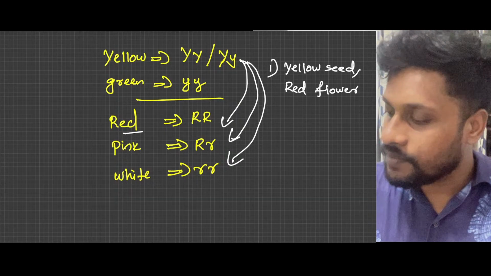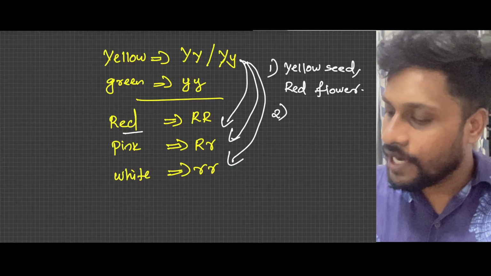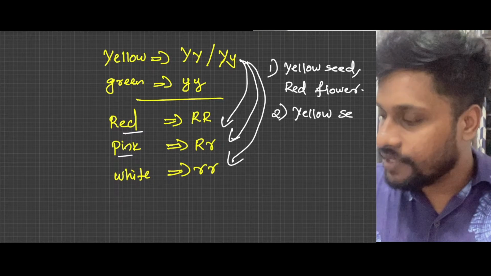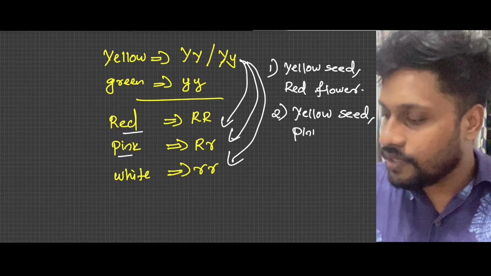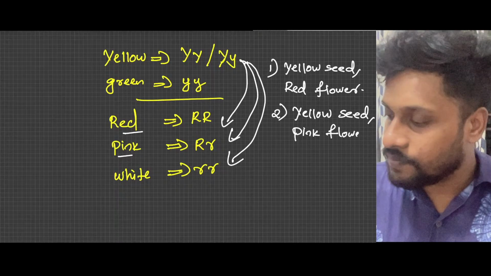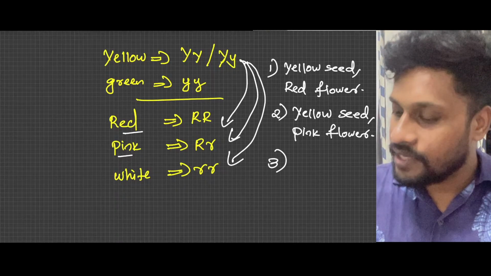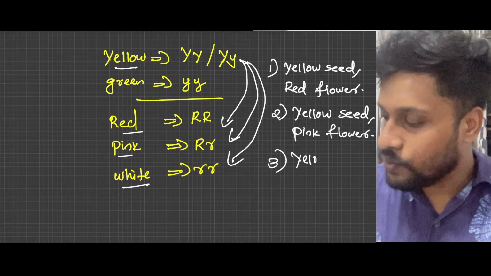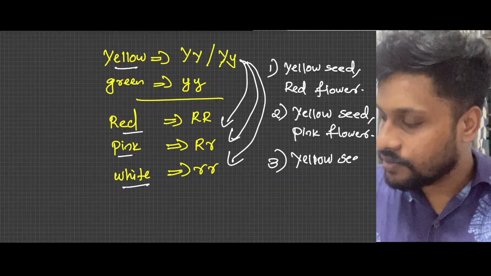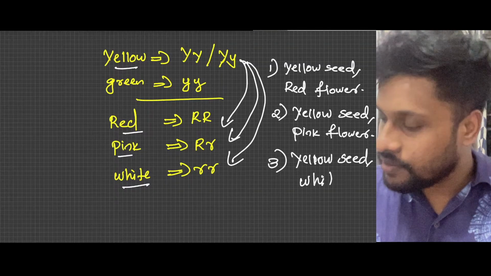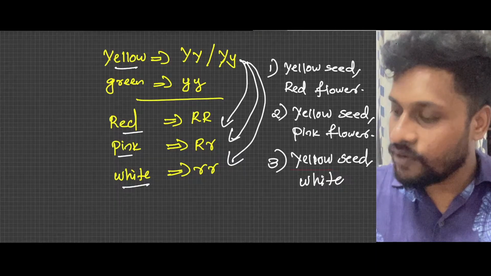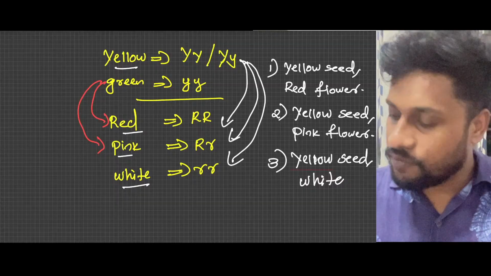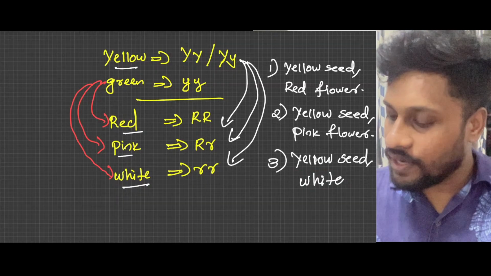Red flower. What will be the second phenotype? Yellow seed with the pink flower. Yellow seed, pink flower. What will be the third type, guys? Yellow seed with the white flower. Yellow seed, white flower. Now another cross. What will be this cross? Cross green with the red flower, pink flower, as well as white flower.